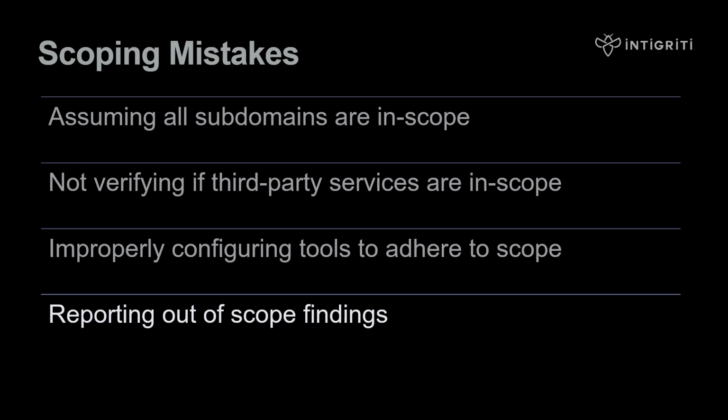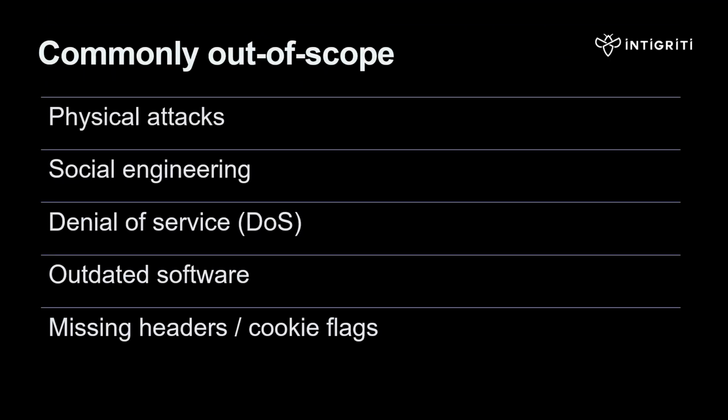If you do inadvertently find something, then it is possible to report it, but again, no bounty will be awarded in those cases, as we don't want to incentivize testing out of scope for the reasons that we outlined in the previous video. Okay, so let's talk about some commonly out of scope vulnerabilities.